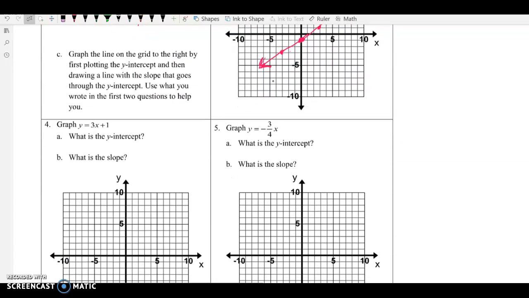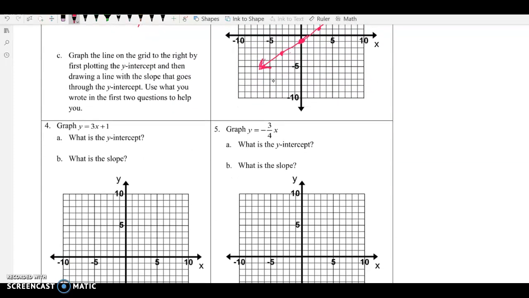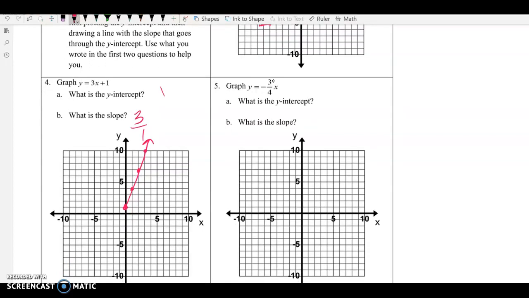All right, so it says for 2, what is your y-intercept? Well, 1. So I'm going to put a dot on my y-intercept at 1. My graph has a slope of 3, or 3 over 1. So from 1, I'm going to go up 3 and over 1. Up 3, over 1. Up 3, over 1, and here is my line. The opposite of going up 3 and to the right 1 is to go down 3 to the left 1. Down 3 to the left 1. And here is my line.